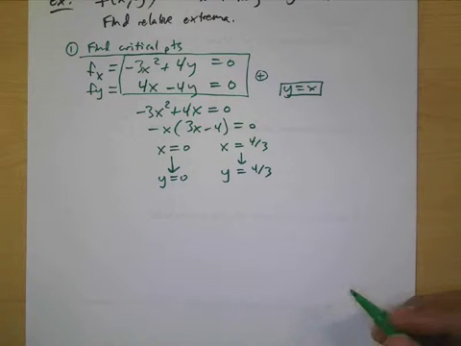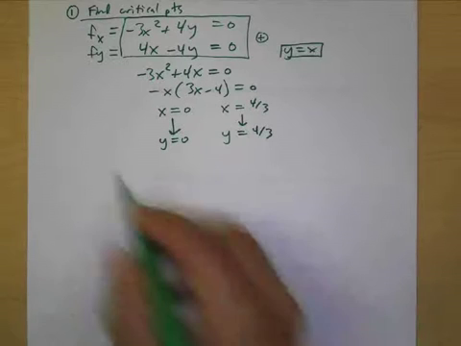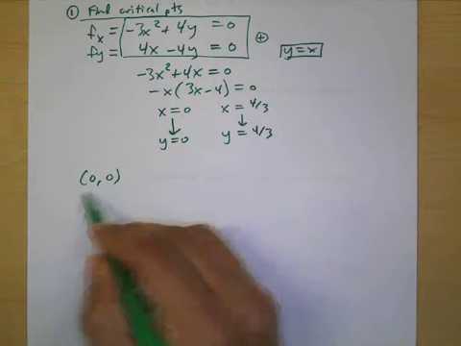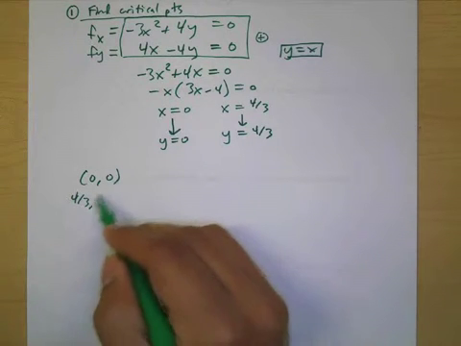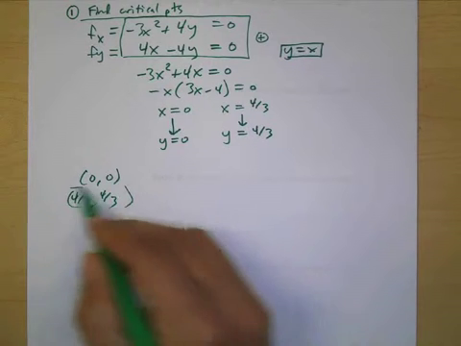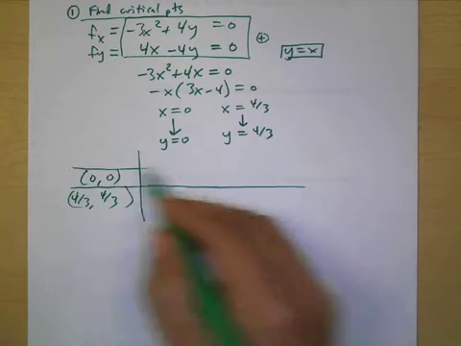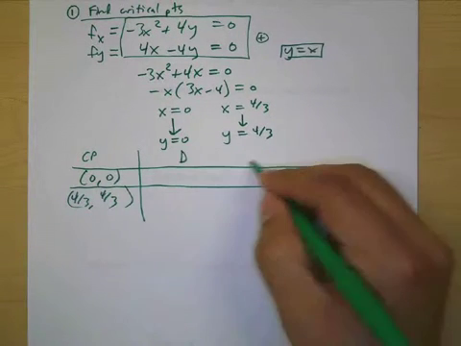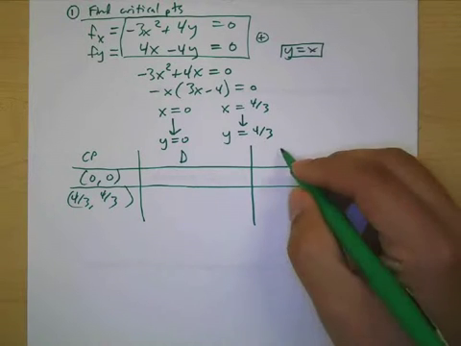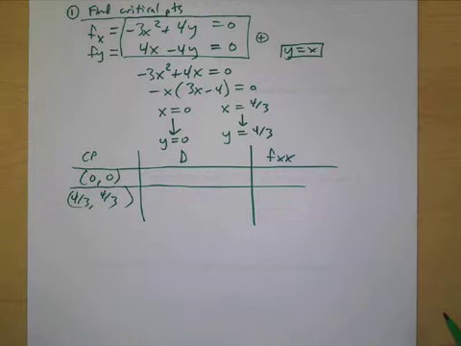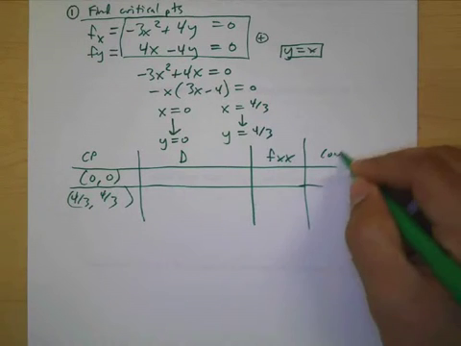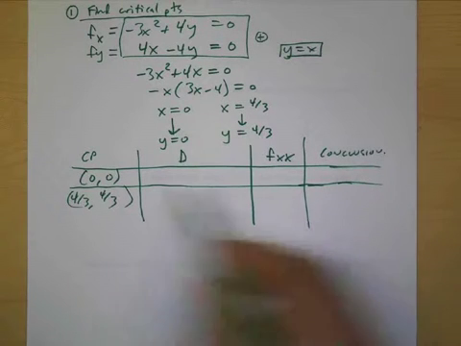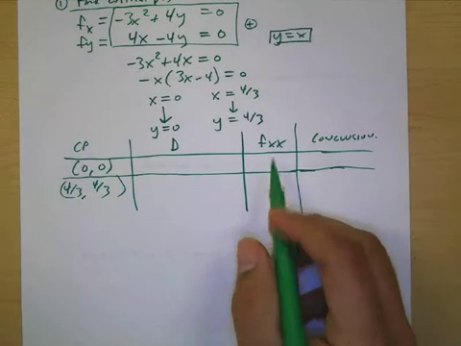So here's kind of how I do it. We have two critical points. So I'll put those over here, and we're going to do a little table. So (0, 0), and then (4/3, 4/3). So these are the critical points. And now here we'll set up a D column. And then over here we'll write down what's going on with partial xx. And then over here we'll do the conclusion. Okay, but in order to do D and partial xx, we have to do more calculus.